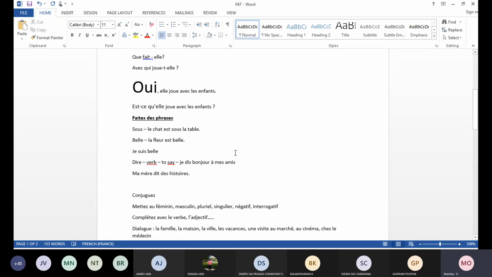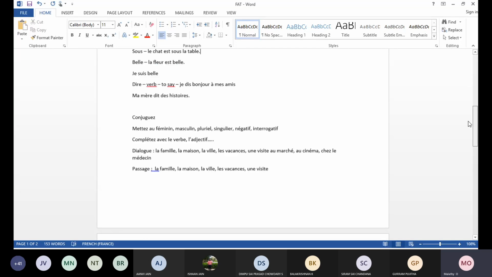If there is a dire, dire is a verb, so you have to use the verb dire in the sentence in the conjugated form. See, je dis, ma mère dit. Yes, I'll change the spelling of dit as per the conjugation. So this is how we make sentences.